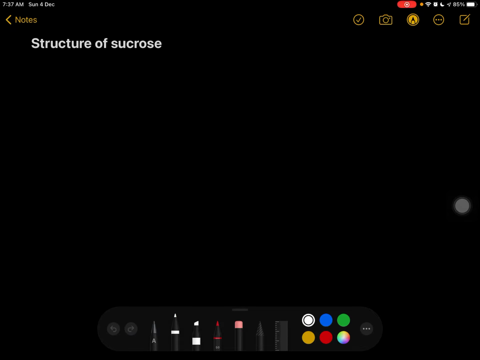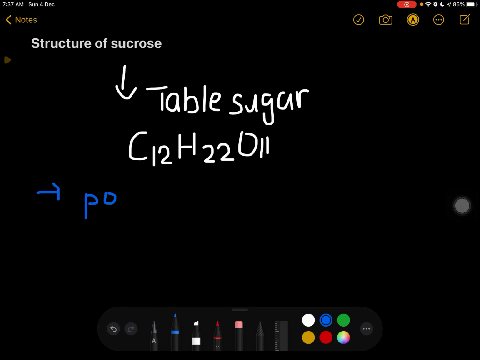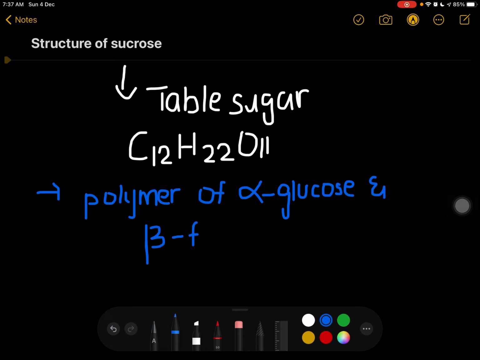So today we will be looking into the structure of sucrose, which is also known as table sugar. Its formula is C12H22O11. Basically, it is the polymer of alpha glucose and beta fructose.